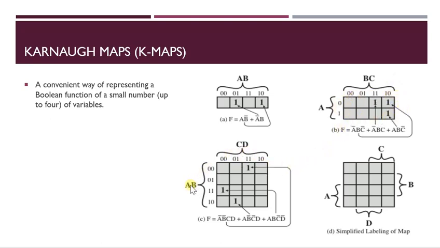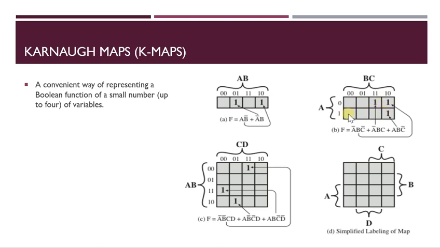If we have 4 variables, remember that inside the K-maps we only have a maximum of 4 variables, it is 2 power of 4, which is equivalent to 16 cells. So we must draw 16 cells here. For the 2 variables, we have 4 cells, and for the 3 variables, we have 8 cells, right?